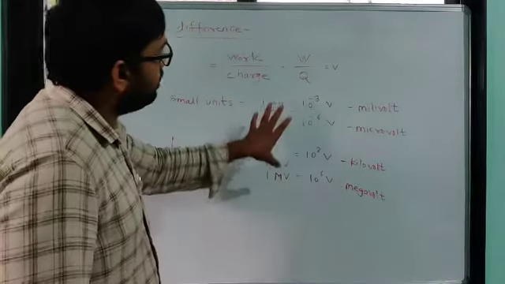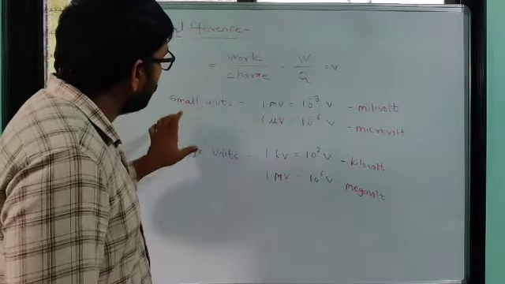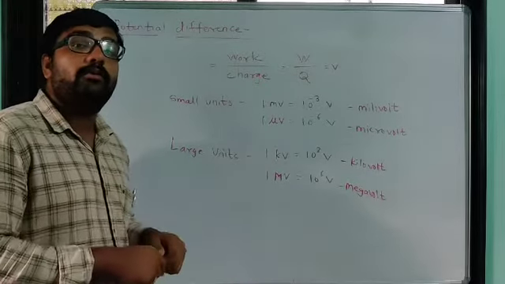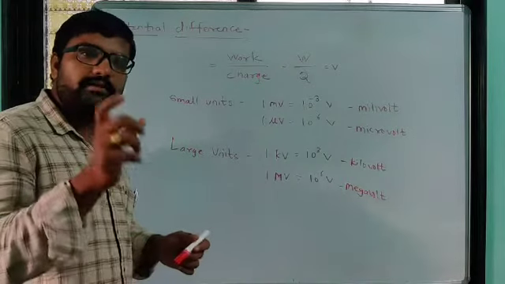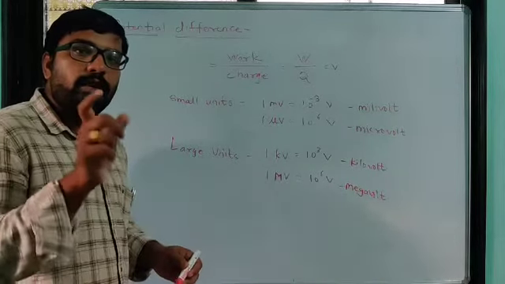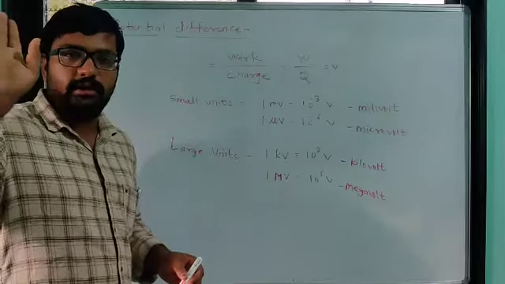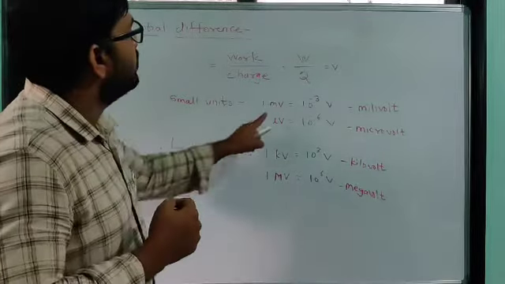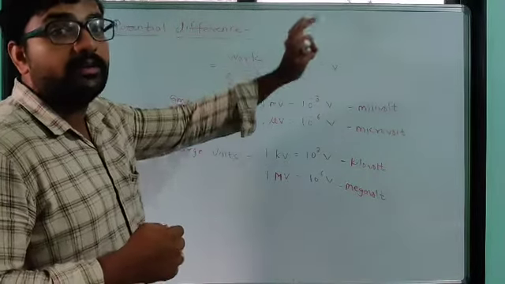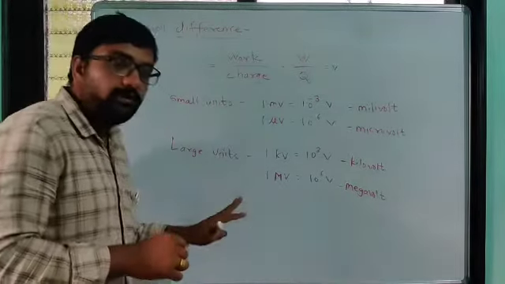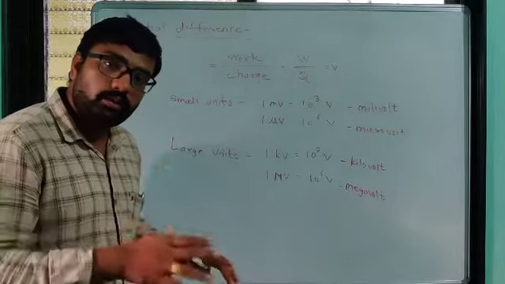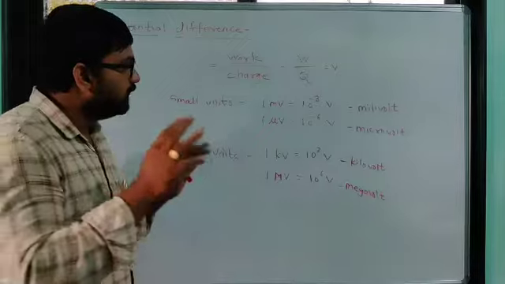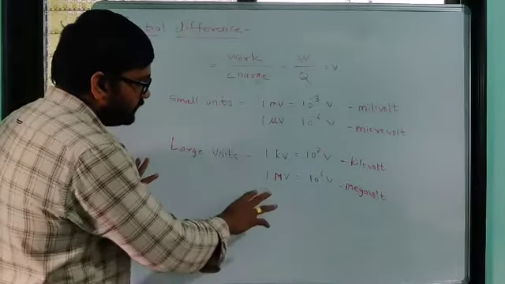Okay, so these values of small units and large units you have to remember, because we have to use them when we solve problems. Directly, if the statement gives 1 millivolt voltage, you should understand that 1 millivolt means 10 raised to minus 3 volt. 1 megavolt means 10 raised to plus 6 volt. So you have to remember these transformations well.